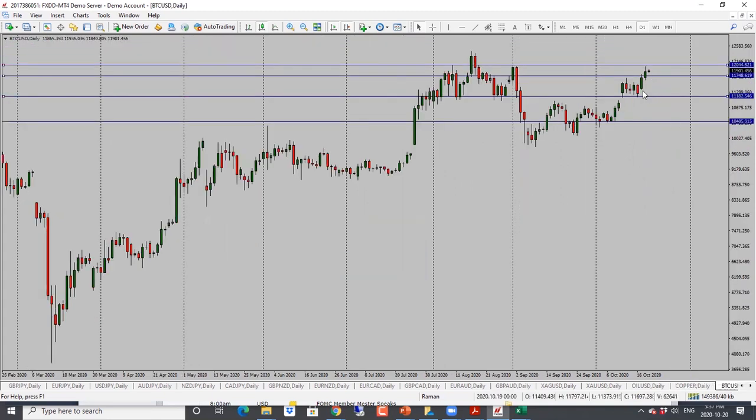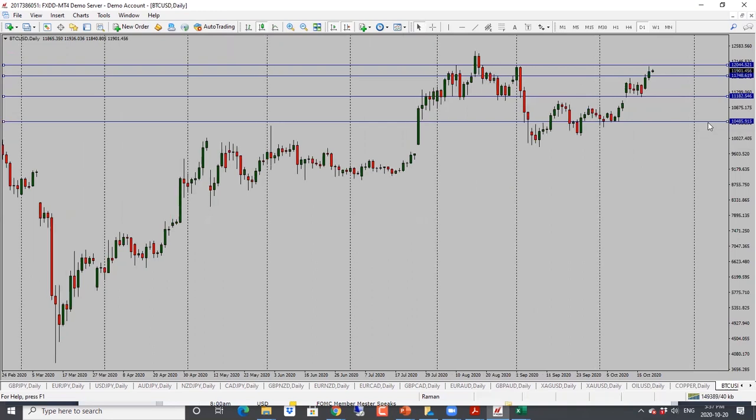Bitcoin here also looking bullish. It has broken through the resistance here. Now it's into important resistance again.